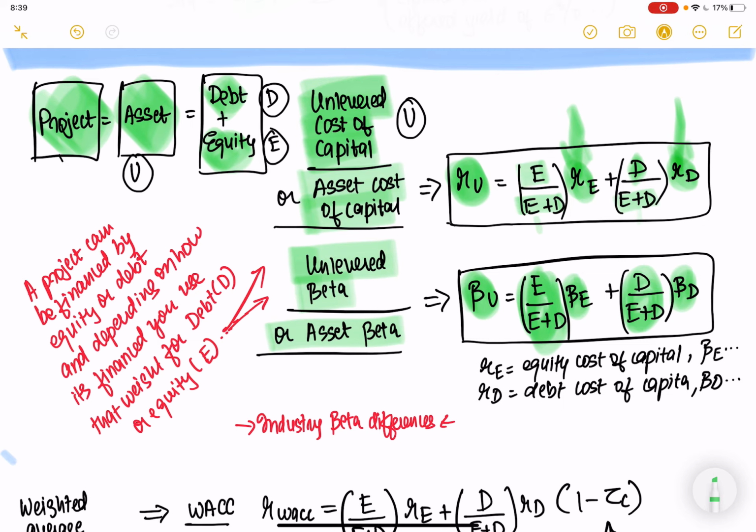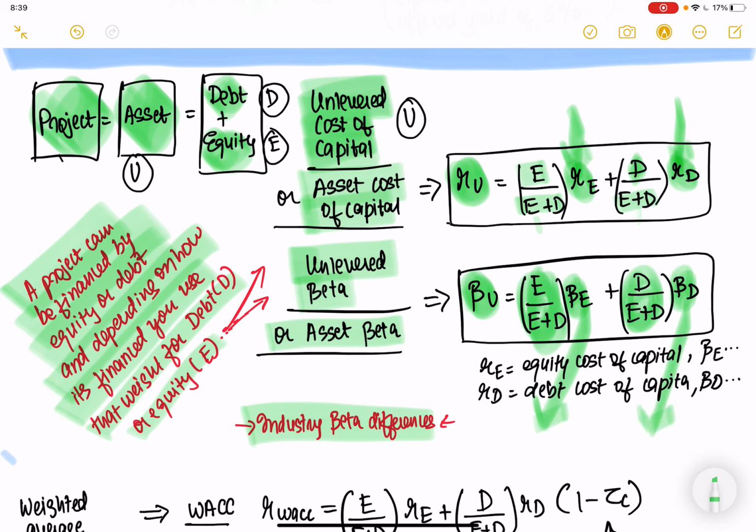Typically all companies, when they want to invest or raise money, will have some sort of debt and some sort of equity on their balance sheet. So that's what I'm covering here. A project can be financed through equity or debt, and depending on how it's financed, you use the weight accordingly, right? The key thing to remember is that every beta here is different for the industry, different for the company, and different for the project within the company.